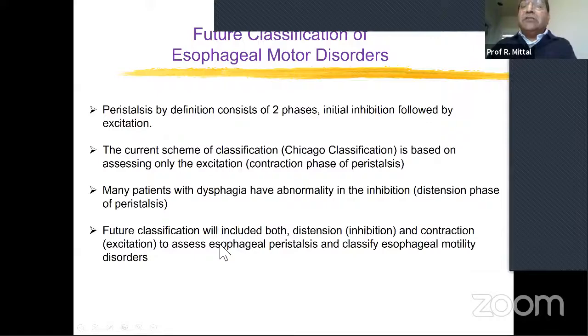I think future classification will include both distension and contraction, hopefully in my lifetime, because these things take a lot of time. Chicago classification has been ongoing for the last 12 to 15 years. How quickly we'll be able to incorporate this inhibition phase in the assessment of dysphagia and motility disorders, I would like to see it happen in the next few years. Thank you so much.